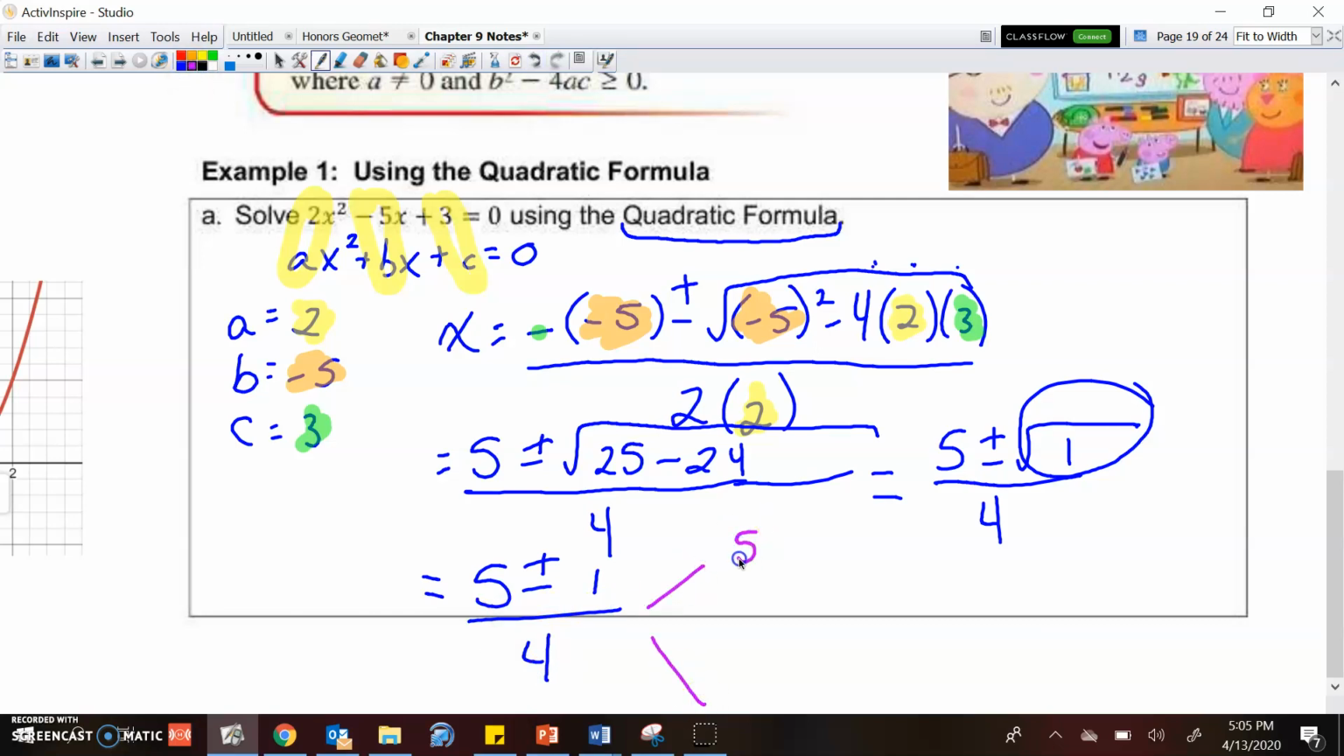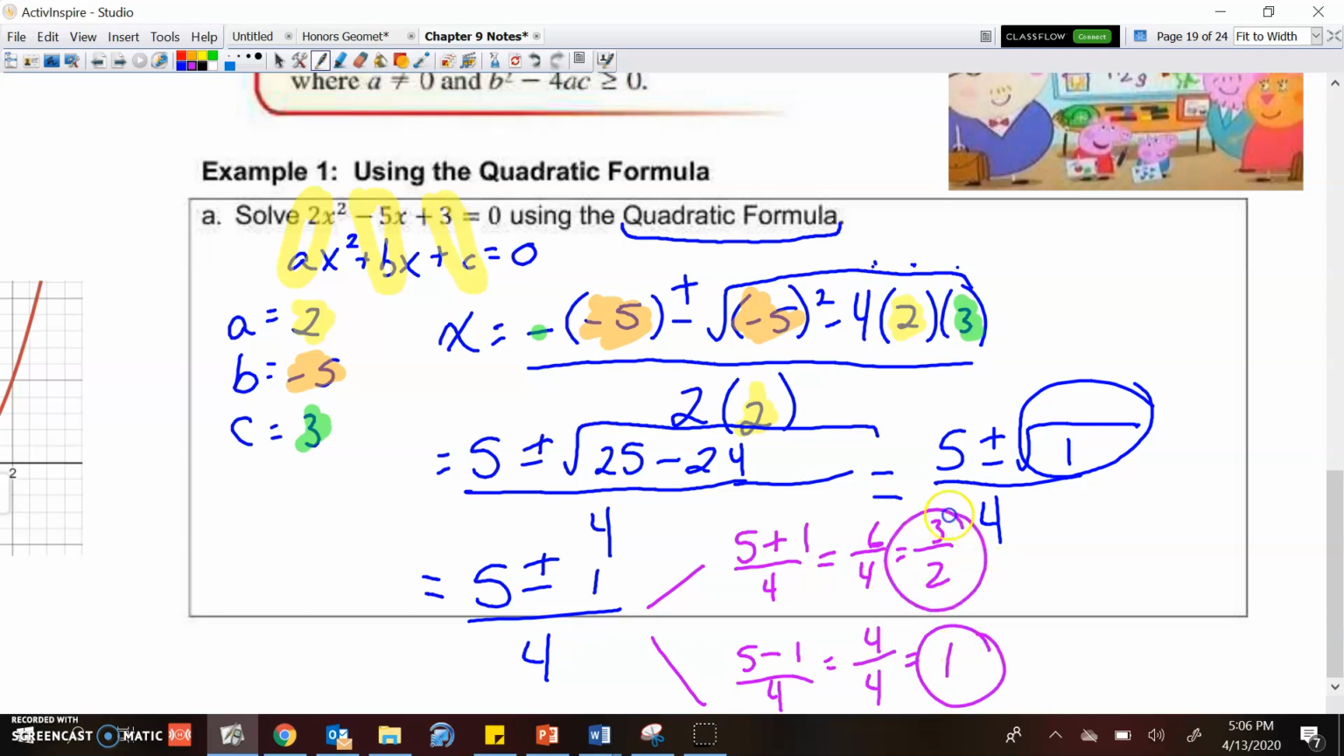I'm going to do 5 plus 1 over 4, and I'm going to do 5 minus 1 over 4. And these are going to be my 2 different answers. 5 plus 1 is 6, 6 over 4, which is 3 over 2. 5 minus 1 is 4, 4 over 4 is 1. So my 2 answers are x equals 3 over 2 and x equals 1.